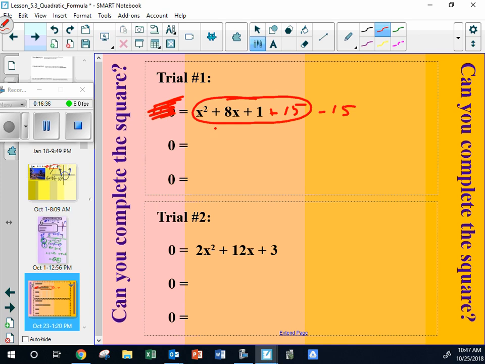And what does that look like again? We just did it a second ago. X plus 4 quantity squared. And then the end of it is just minus 15. So there's my answer.